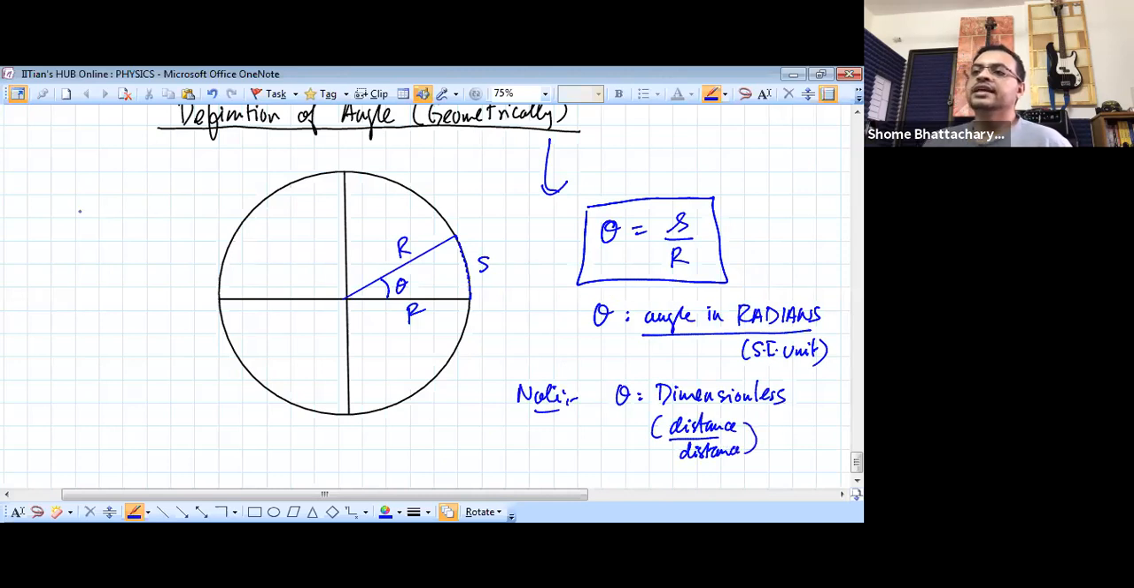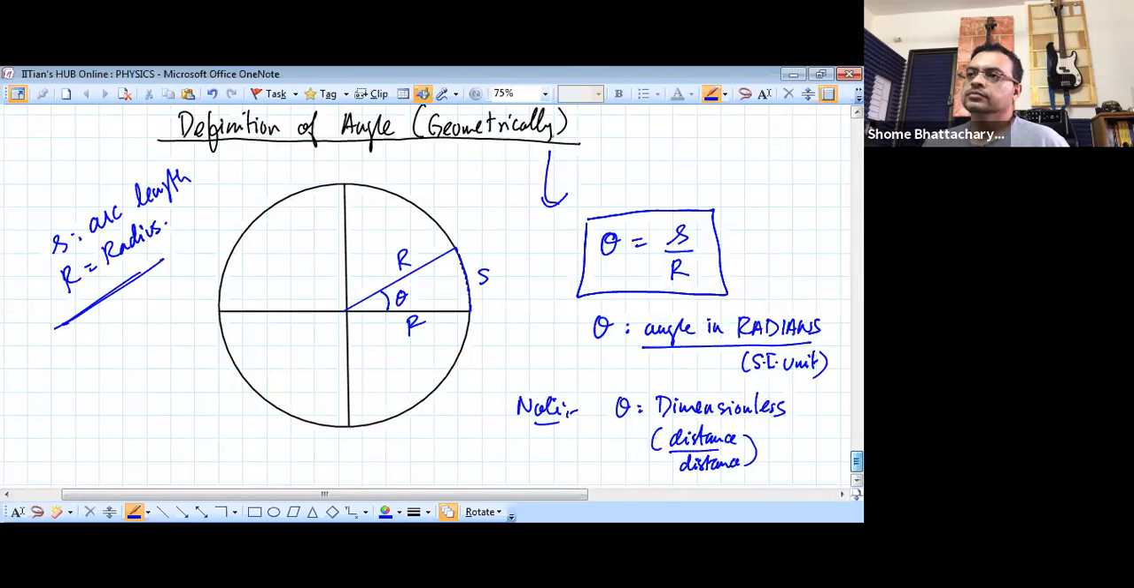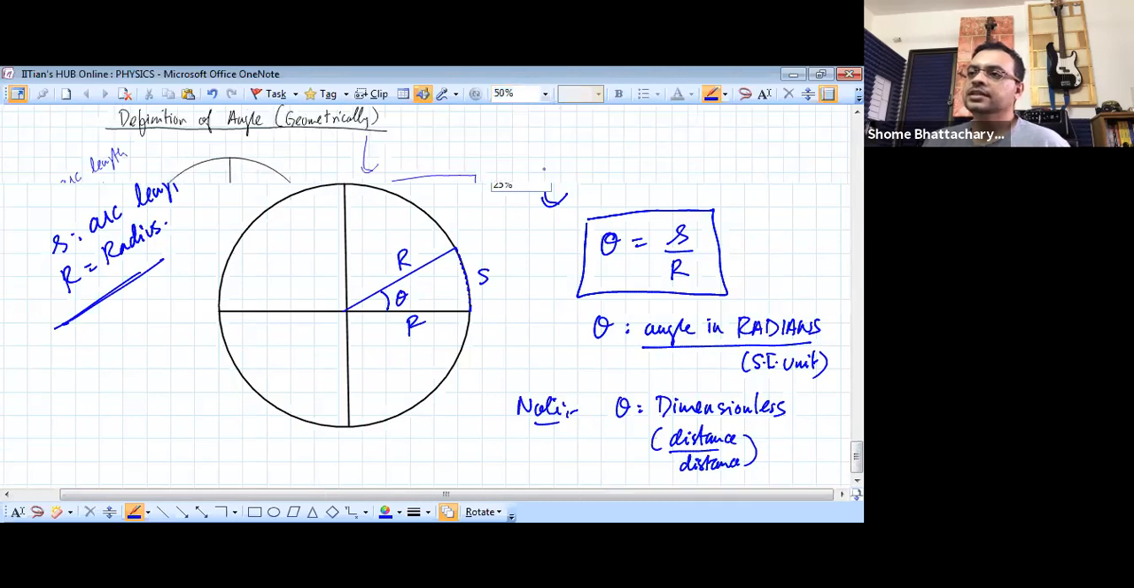So here s is the arc length and r is the radius. That is how we mathematically or geometrically define them. Just make a note of this first. Now you will realize when I give you a couple of examples that this is something very obvious actually. It's not something very surprising.